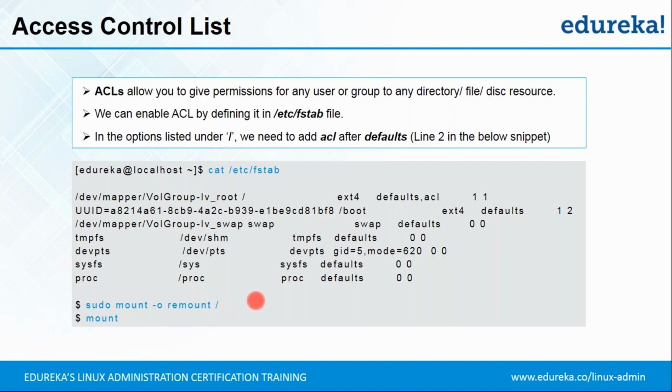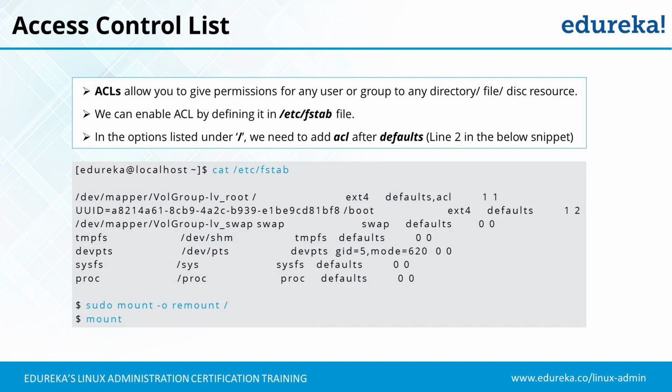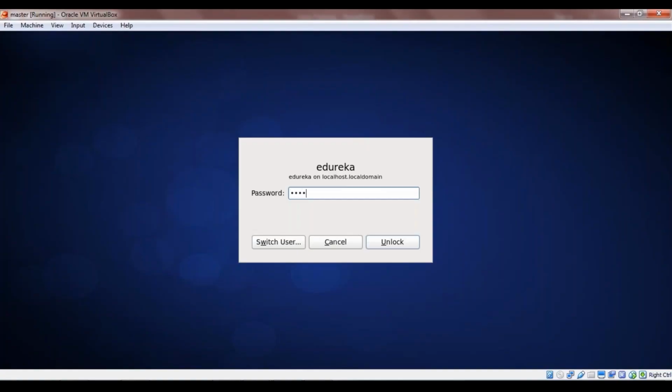Okay, and when you've done that, then the changes will be updated, and then when you run the mount command, you will have the list of options where you can see that ACL is enabled. So let me just do that by going to my terminal. Let me just show you a practical demonstration of that.